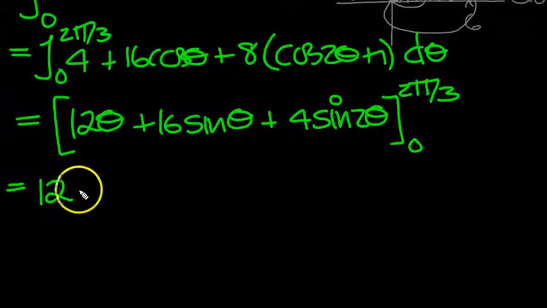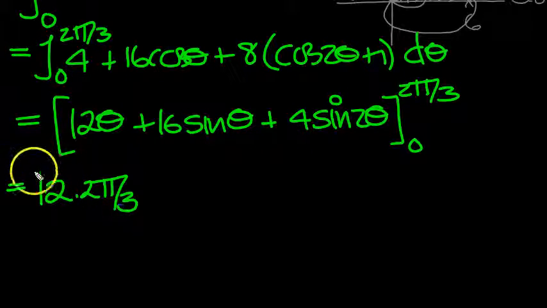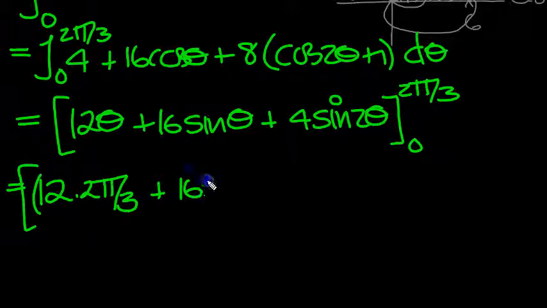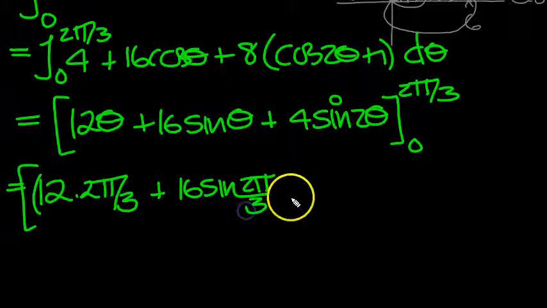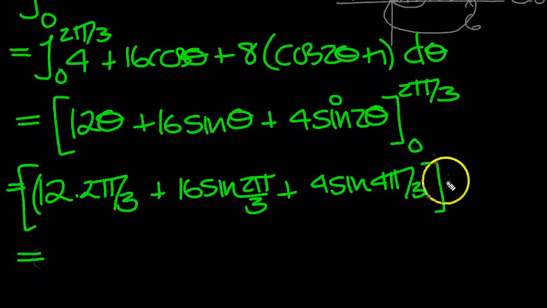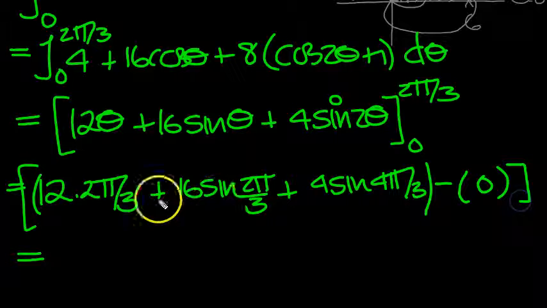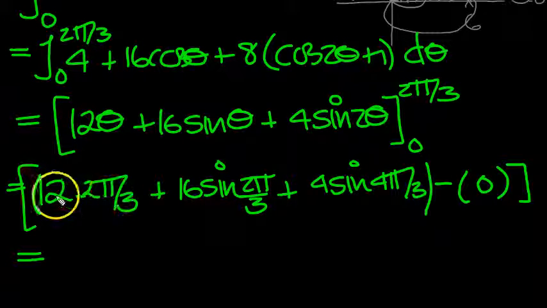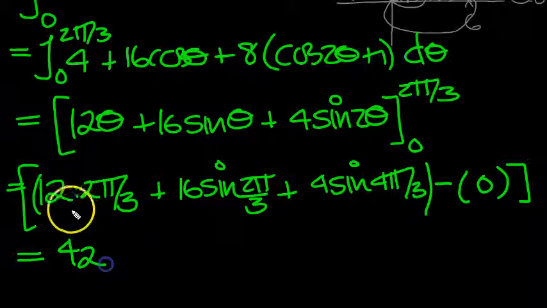It's 12 times 2 pi over 3. So this is the top value, plus 16 sine 2 pi over 3, plus 4 sine of 2 lots of 2 pi is 4 pi over 3. Equals, take away 0, because when you put 0 in for all these, so I better put that there, hadn't I? Minus, so we're absolutely clear, minus the second term, 0. Top value, put them all in, take away bottom value. So what do we get? We get 24 over 3. 24 over 3 is 8. So we get 8 pi here.